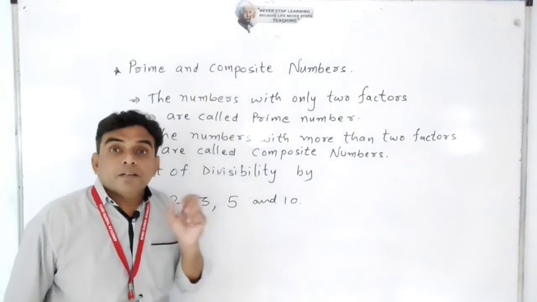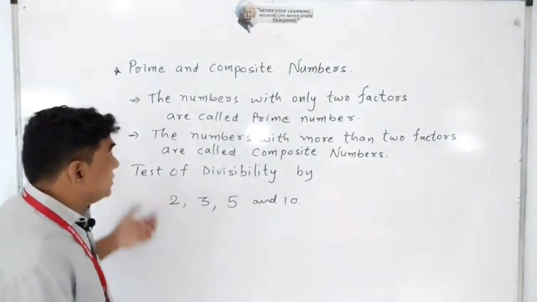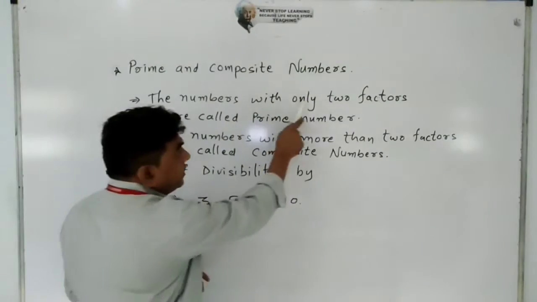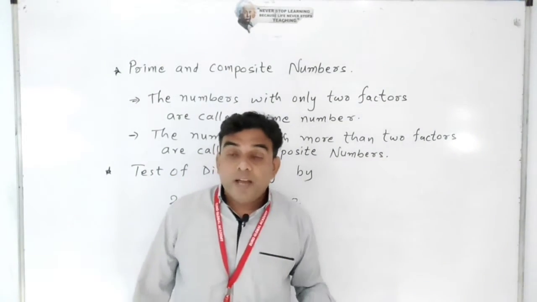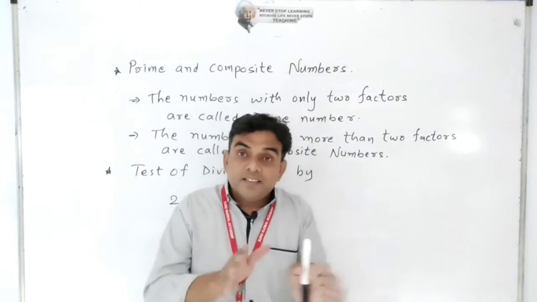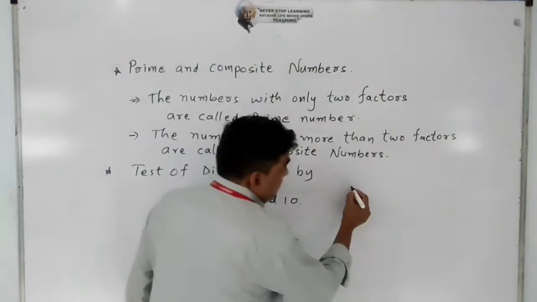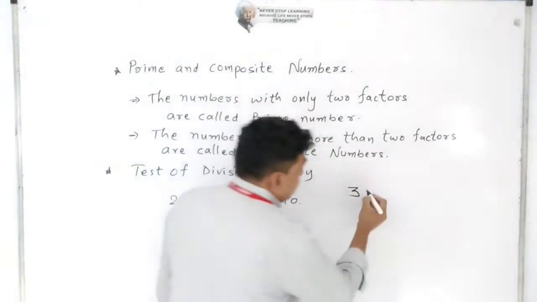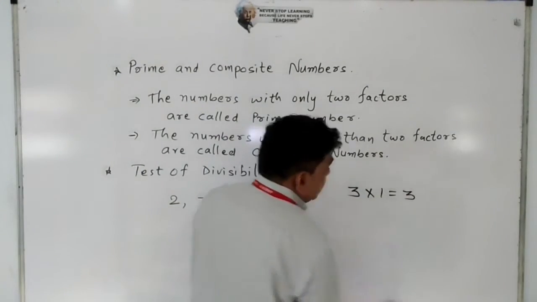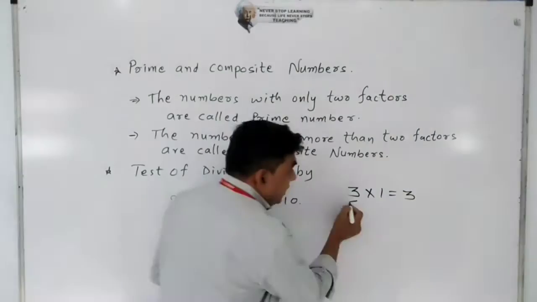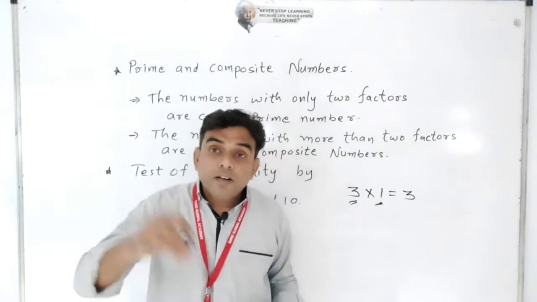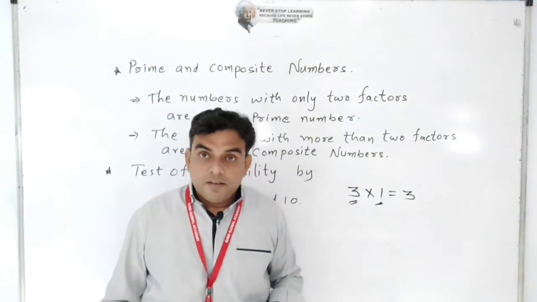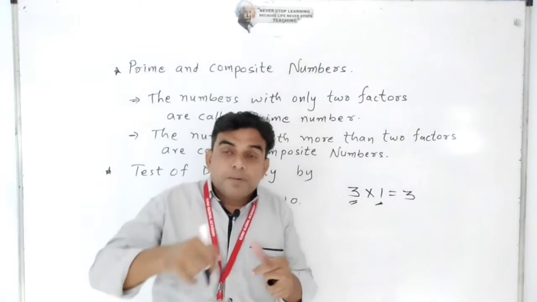What are prime and composite numbers? Students, you can just see the numbers with only two factors. I am going to tell you that number, it is already in this table. I am going to write here 3. 3 ones are 3. Then 3 and 1 are the factors of 3. That's it. 3 will not come in any other table. It is only in its own table.